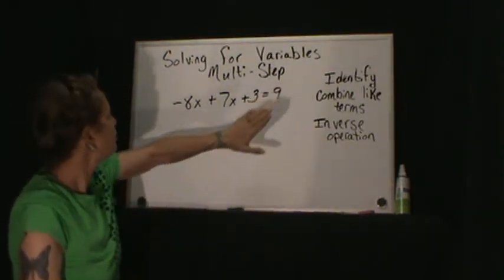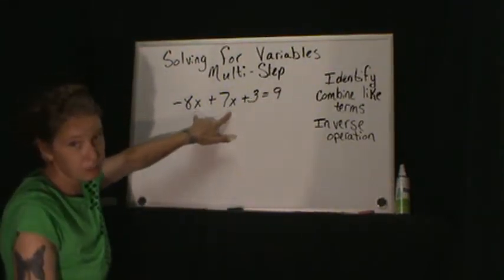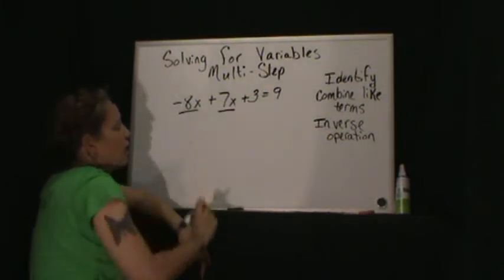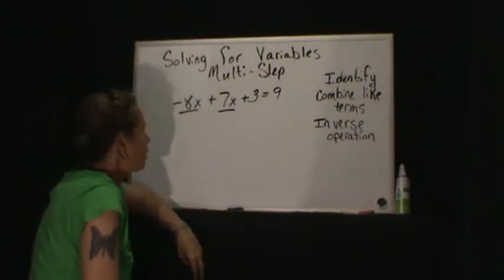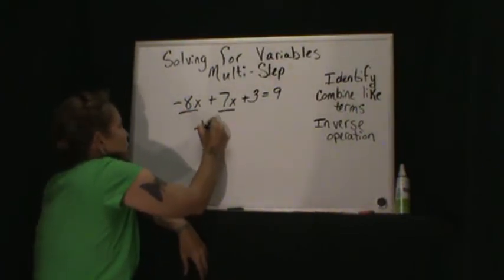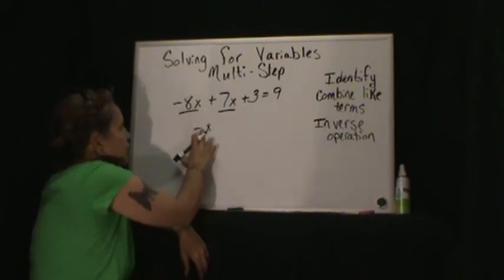Okay, identify our variable. This time we have an x. We're going to combine our like terms. Negative 8x and a positive 7x. Negative 8 plus 7 is a negative 1. Or you can just write that as negative x.